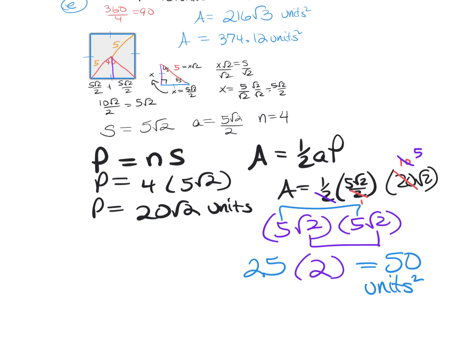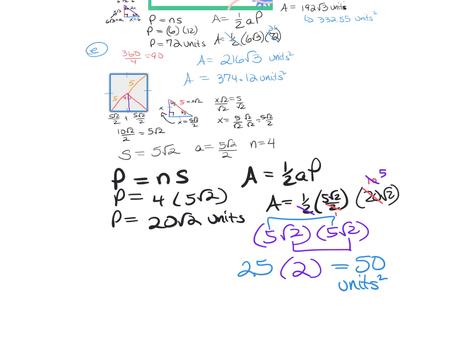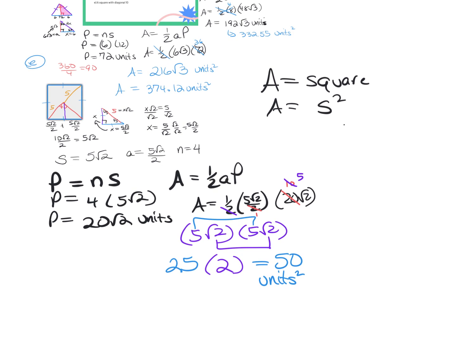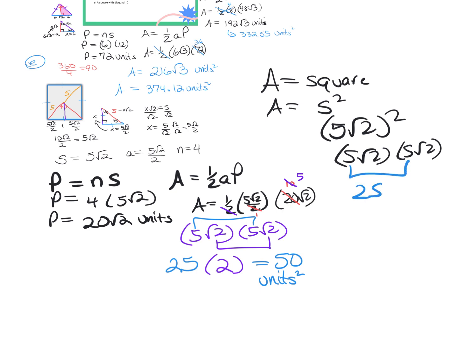Now, let me show you how we could have simplified this. If you remember back to middle school, remember the area of a square is really side to the second power. So really, once I found the side length, you still had to go through the special right triangle. You could have just done 5 square root 2 squared, and then it would have turned into what we had down there at the bottom. You multiply the 5's, get 25. The pair of square root 2's become a 2, and you could also have gotten 50 units squared.